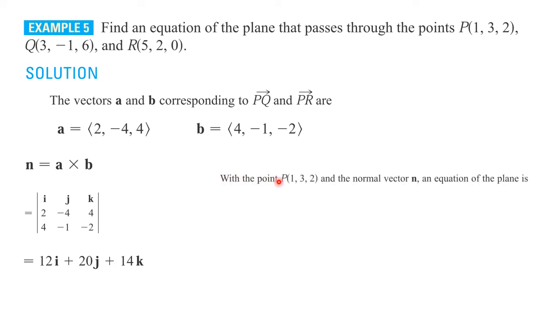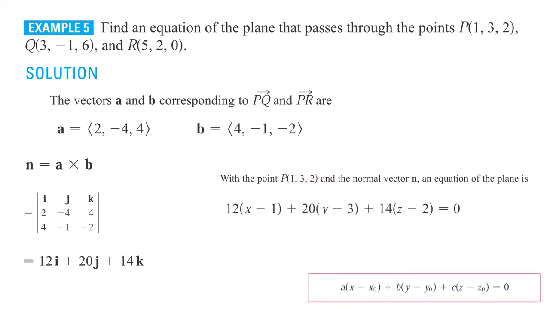So we have taken the point P (1, 3, 2) and the normal vector is given here. So the equation of the plane will be a(x - 1) + b(y - 3) + c(z - 2) = 0, where a is 12, b is 20 and c is 14, and we have placed all the values in this formula. So this is our required equation of the plane.